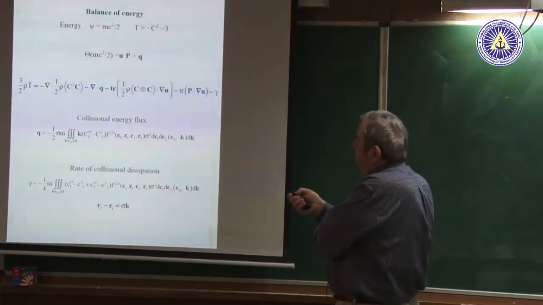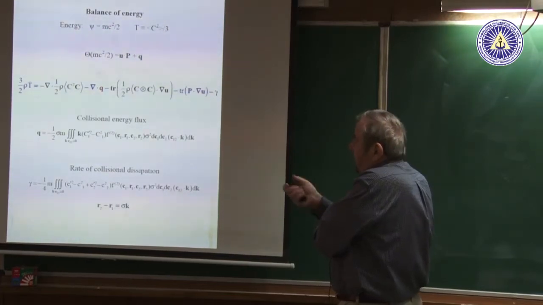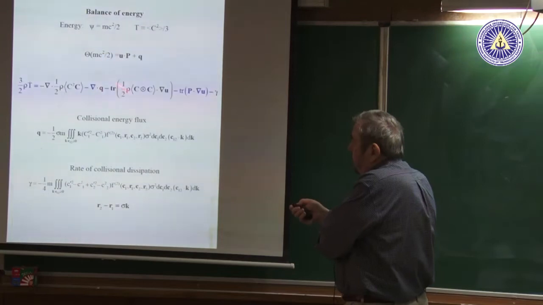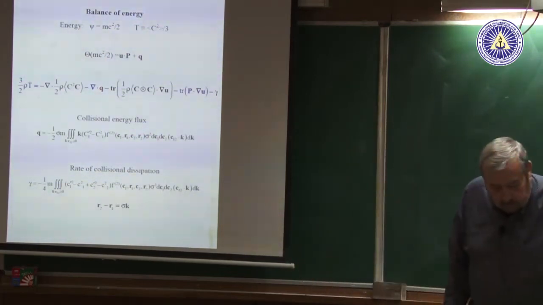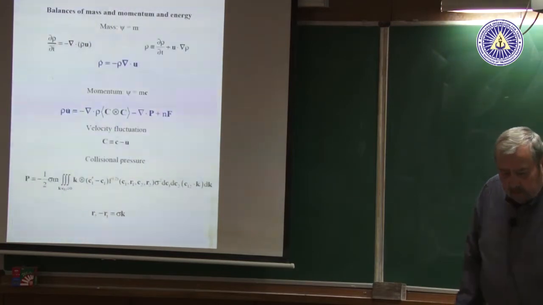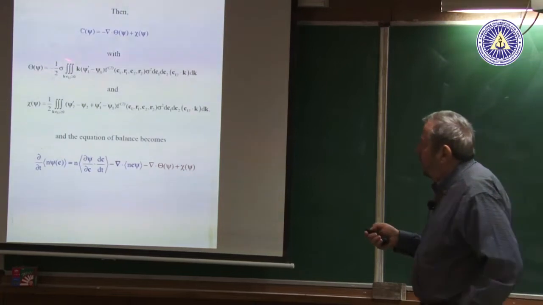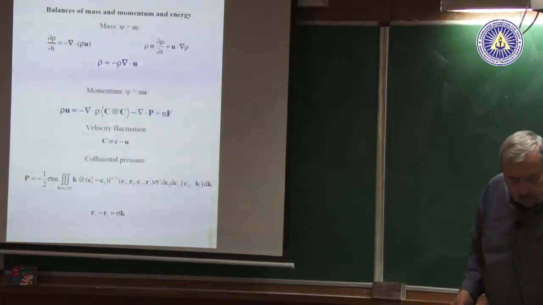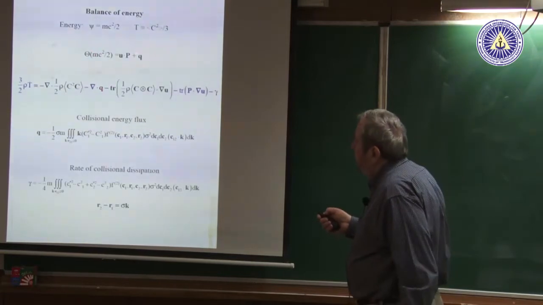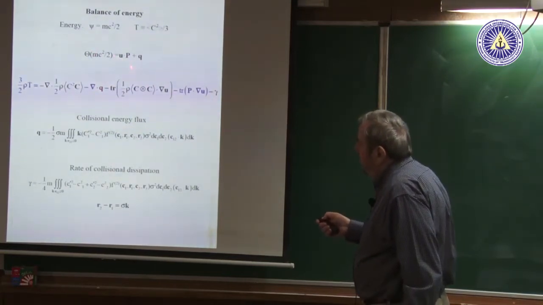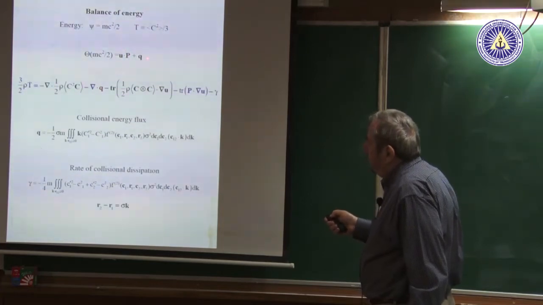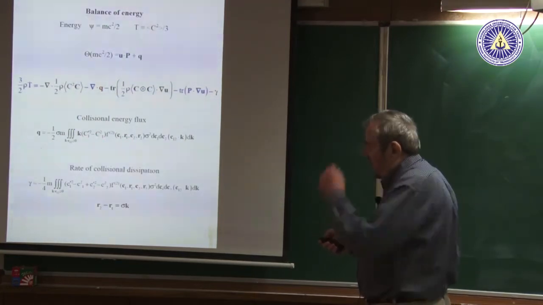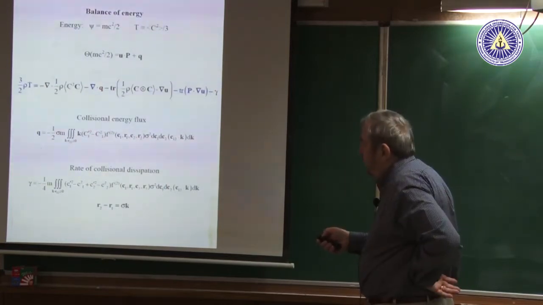The way we get that is to use as the particle property the total kinetic energy of the various particles. Here's a calculation that I won't go into, but it turns out that if you use that in the expressions for the flux and the source, the flux decomposes into the working of the mean velocity on the collisional pressure tensor and another quantity that involves the difference in the squares of the velocity fluctuations of particle one.